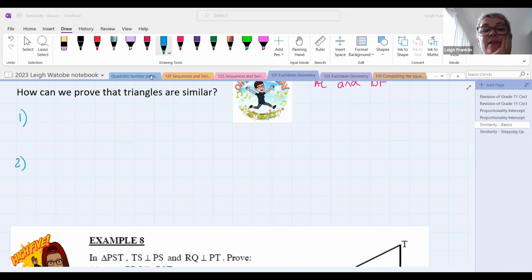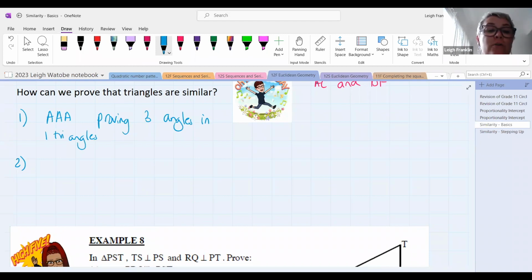William, same angles. Lovely. Teddy, proportionality. Okay, parallel and perpendicular, not with these types of triangles, no. All right. The first way is to prove angle, angle, angle. So in other words, what you are doing is that you are proving that three angles in one triangle equal three other angles in the other triangle.